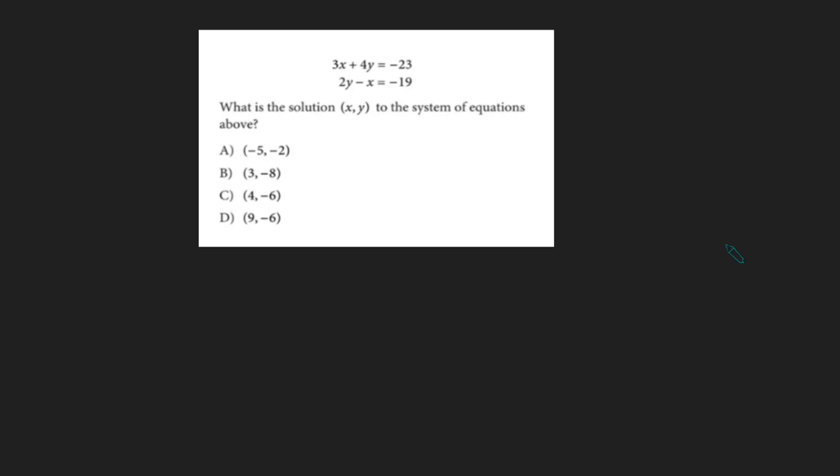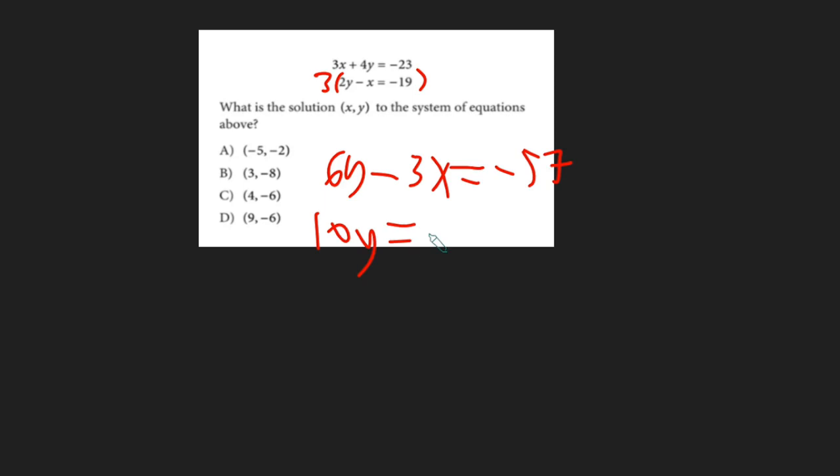So we have here, well, we can first multiply, let's see. Let's multiply the second equation by 3. So this means that 6y minus 3x equals negative 57. Adding the new equation with the first equation, we have 10y equals negative 90. This means that y equals negative 9. Wait, it's not true. Sorry, y equals negative 80. So y equals negative 8.